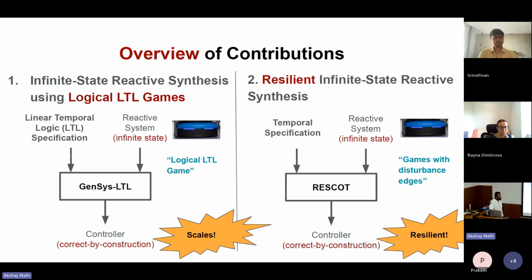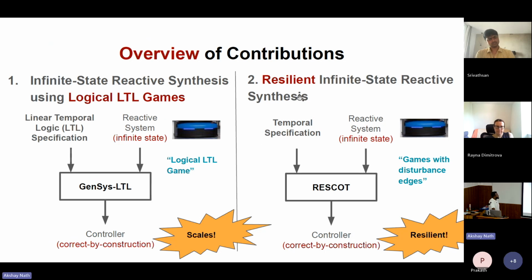Just to give an overview of the contributions, we looked at 2 parts of the thesis, right? In the first part, we looked at infinite-state reactive synthesis using logical LTL games, where you have a linear temporal logic specification. You have a reactive system, which is infinite state, modeled as a logical LTL game, which includes a specification as well. And the tool Genesis LTL synthesizes the controller, which is correct by construction. And it scales the best. It's actually the first tool that scaled back then to a good level.